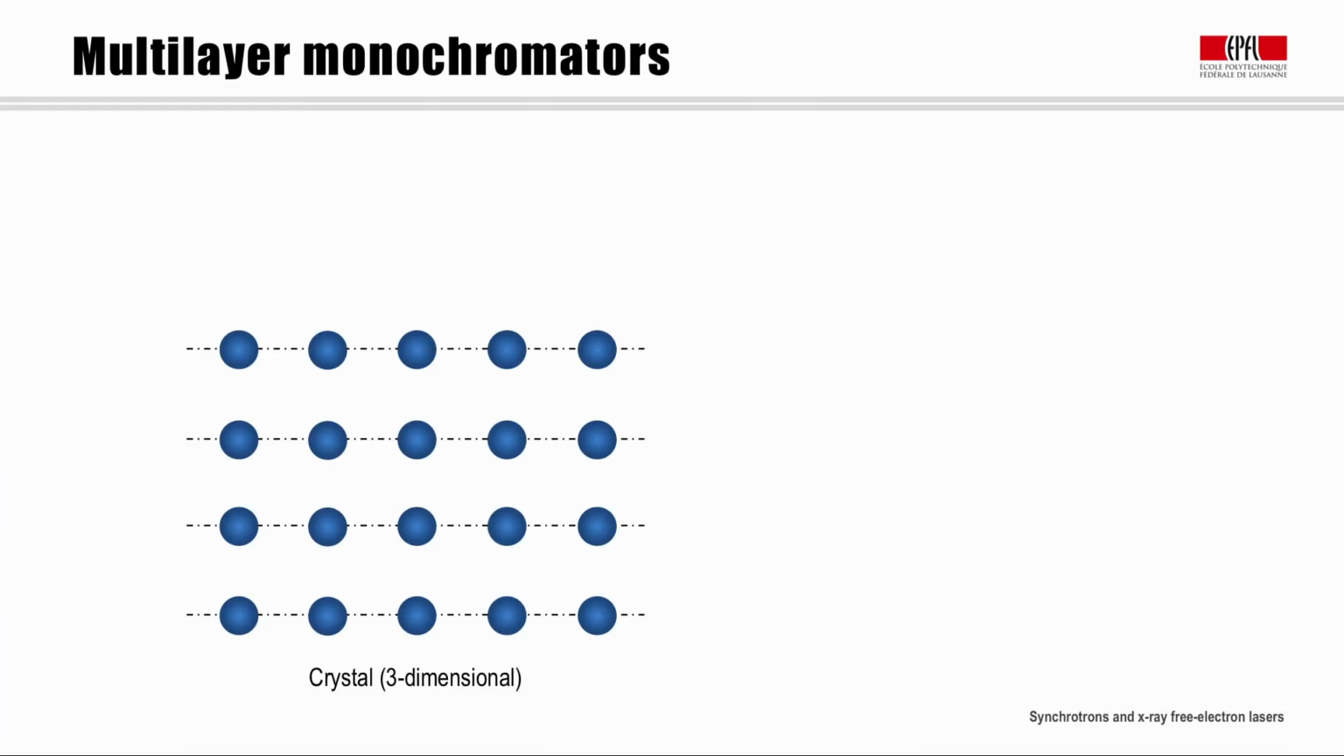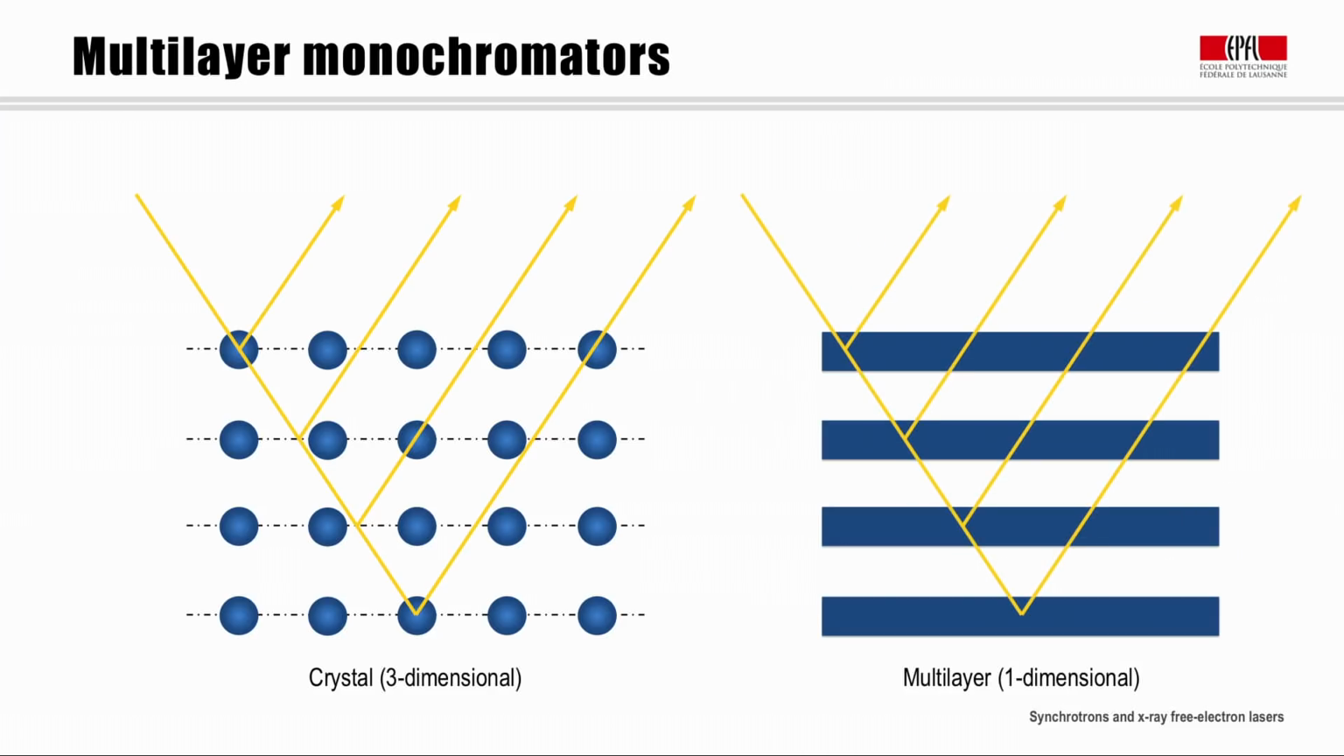Finally, we discuss multilayer monochromators. Crystals diffract X-rays through scattering planes of atoms. It's a three-dimensional system, exploiting the periodicity in the direction parallel to the scattering vector. In the case of multilayers, scattering is produced by a contrast in electron density at the interfaces between heavy reflection layers and lighter spacer layers. The only required periodicity is in one direction.